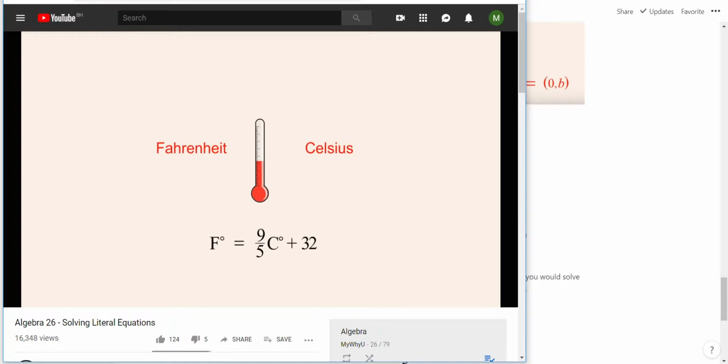Likewise, literal equations may involve only two variables, as in the formula to convert temperature in degrees Celsius to Fahrenheit. In this formula, the variables are C, which represents the temperature in degrees Celsius, and F, whose value is the temperature in degrees Fahrenheit.